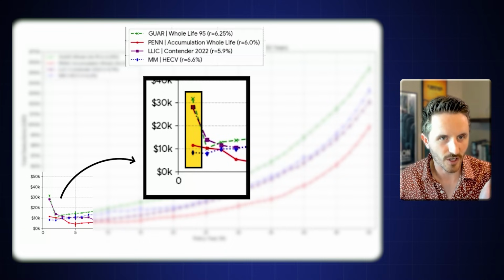You'll see the green line is Guardian up there at the top. The red line is Penn. The purple line is Lafayette Life. The blue line is MassMutual.